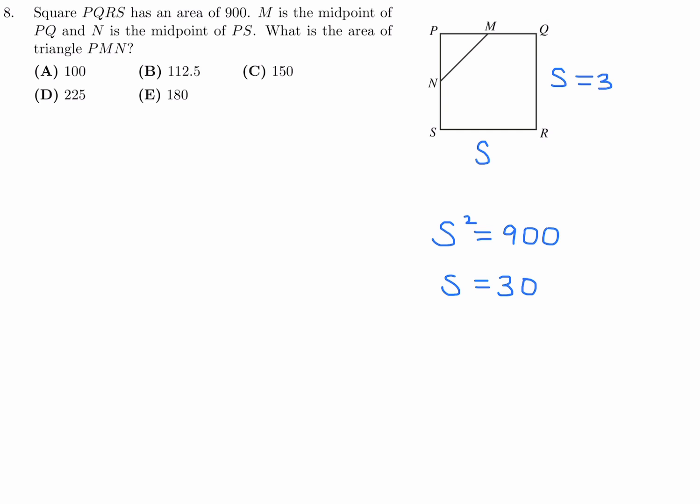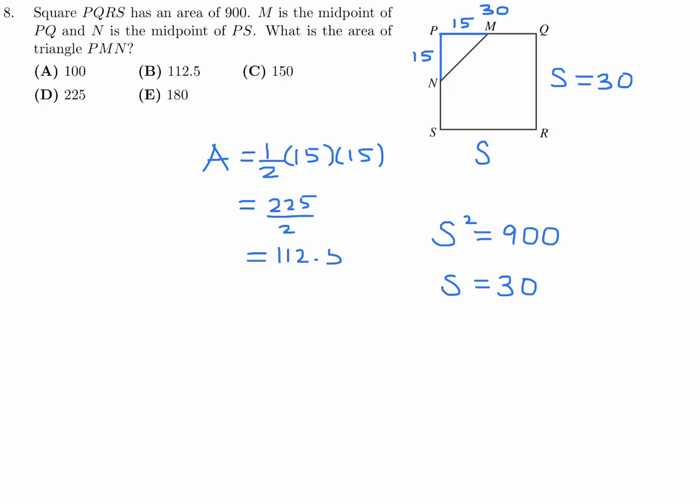So I'll just put that there. Now, M is the midpoint, so this whole distance is 30. And if M is the midpoint, then from here to here is 15. And very similarly, if N is the midpoint, then from here to here is also 15. So the area of that triangle is 1/2 base times height. So it would be 1/2 times 15 times 15. So that's 225 divided by 2, and that is 112.5. So number 8, the answer is B.